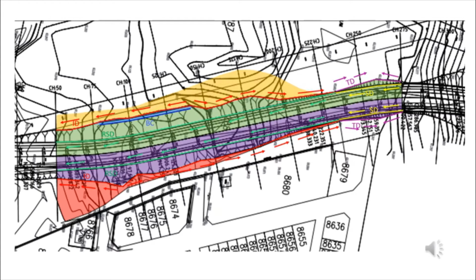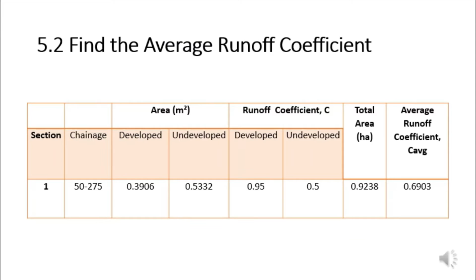After we find the developed and undeveloped area, we need to find the average runoff coefficient, which is the C average. The C average is important in this project because we need to use the C average to find the Q rational after this. In our project, we choose the channel 50 to 275 and we get the C average value of 0.6903.